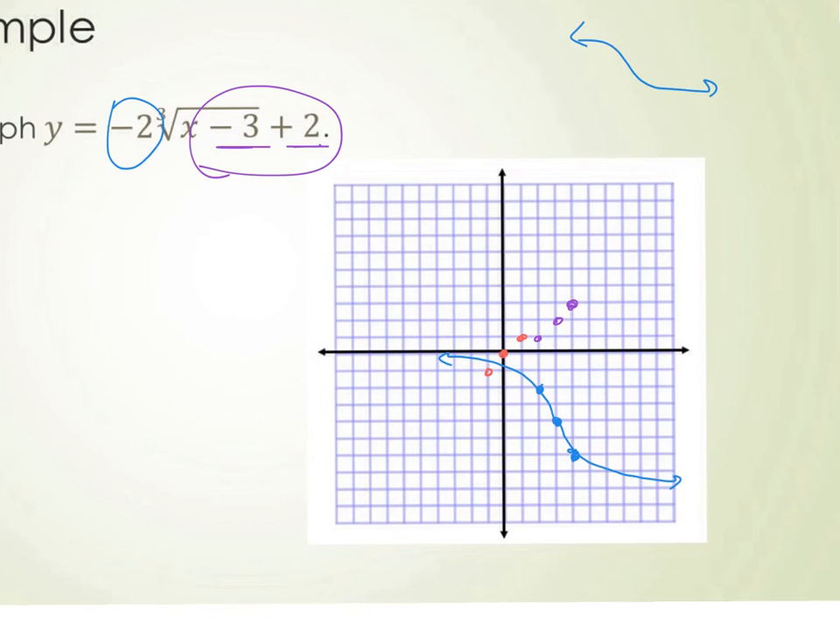All right, we will talk about this more in class. Definitely know your key points for both the square root and the cube root. And you should already know how to shift them left and right, up and down, but make sure that you know how to do this multiplying by the a value as well. Let me know if you have any questions, and we'll see you in class.